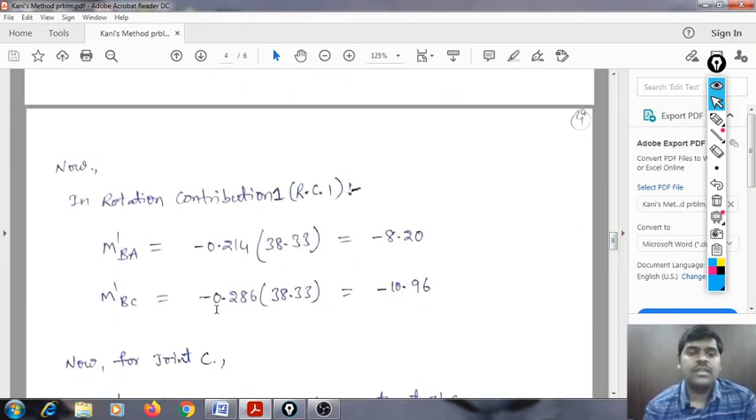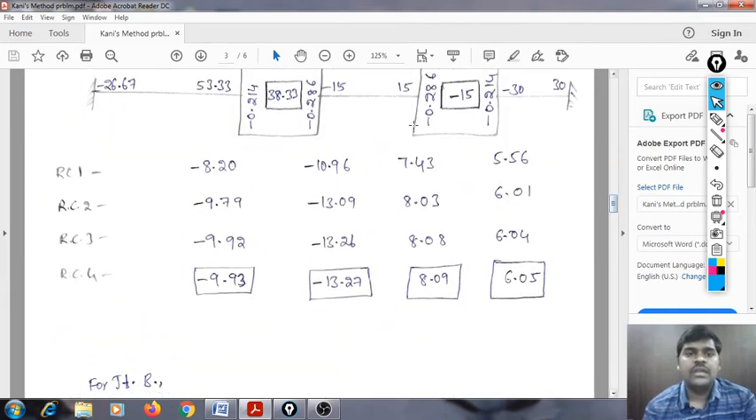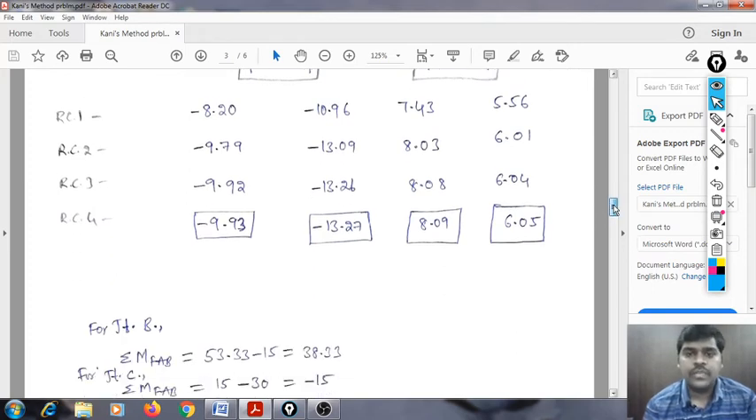In the same manner, for the second step, minus 0.286. So what is minus 0.286? Here we can see minus 0.286 into the same 38.33 plus 0 as far end contribution. So these two values, minus 8.20 and minus 10.96, are the values that we are going to get.